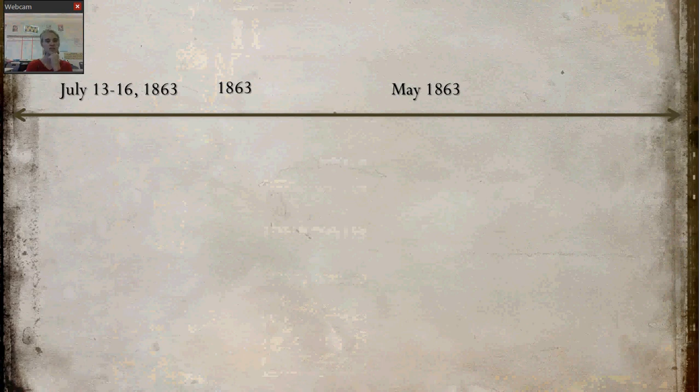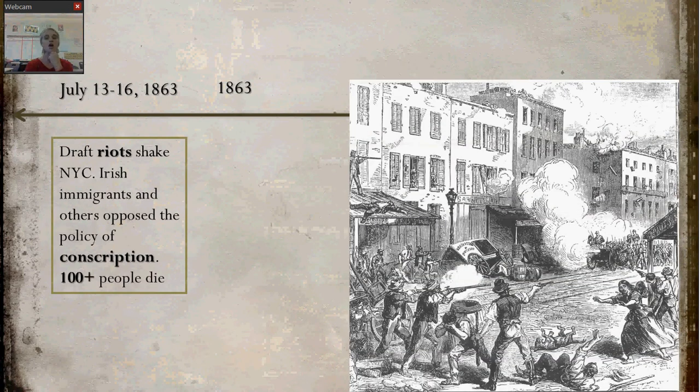July 13th to 16th of 1863, draft riots break out in New York City. Basically, there are Irish immigrants and other lower classes who are opposed to this policy of conscription, which is the draft. They riot against it, basically saying that it's unfair to poor men because rich men could actually pay a poor man to fight in their stead. So they're saying that this is not fair. Riots break out all over the city of New York, and over 100 people die. So this is showing that the war is starting to lose a lot of popularity up in the North especially.